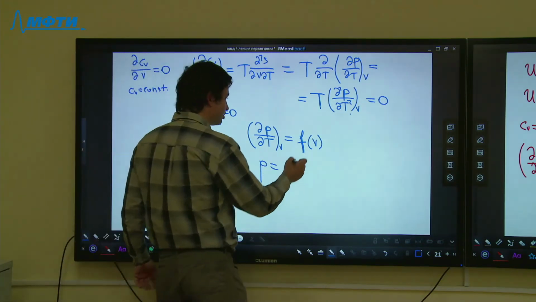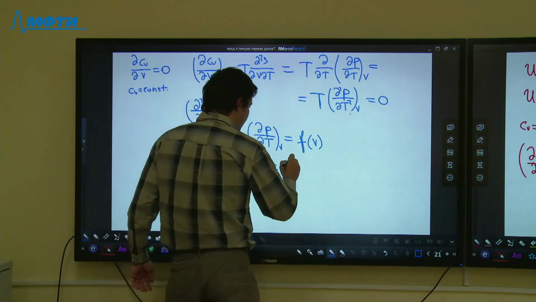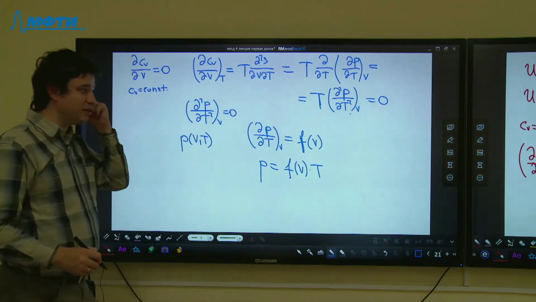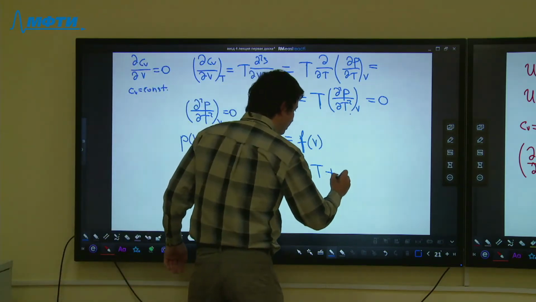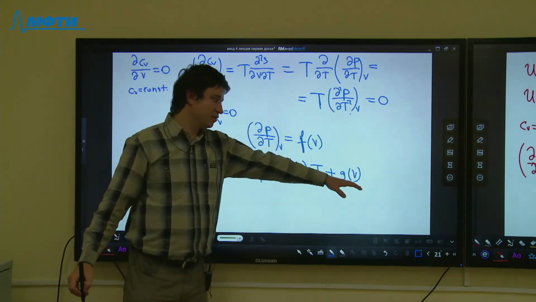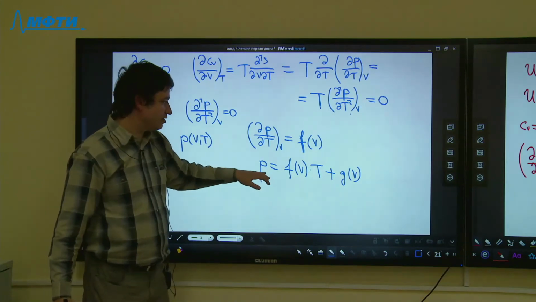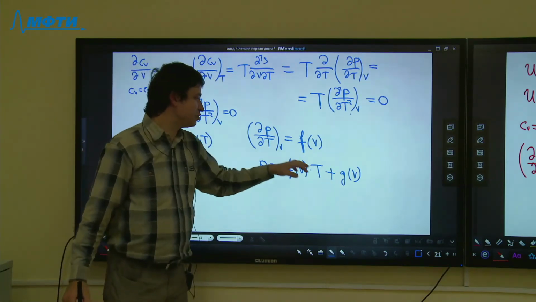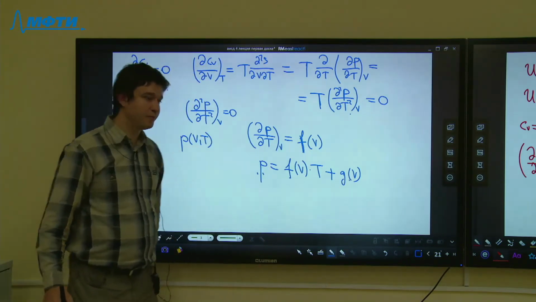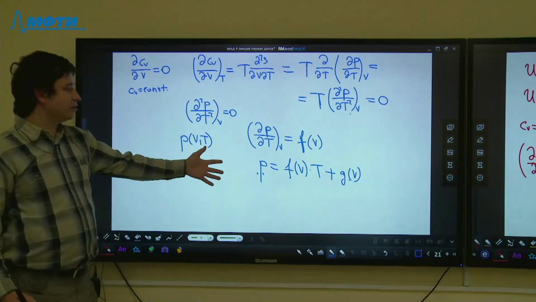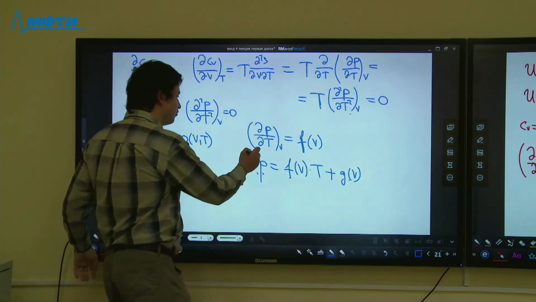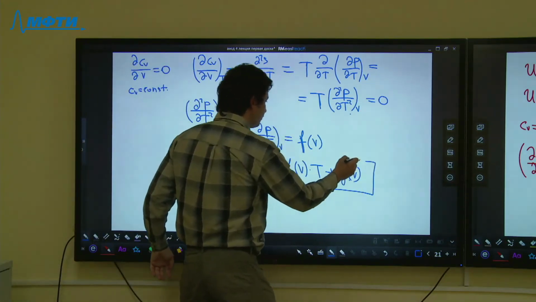To calculate pressure, we need to integrate it. So I have f of volume multiplied by temperature, and that needs to be a linear function of temperature. But then we also need to add an additional constant with respect to temperature. If you calculate the derivative of this with respect to temperature, this term would give you 0, but this term would give you f of v. So it looks like in order to have this Cv constant, our equation of state should have this form.